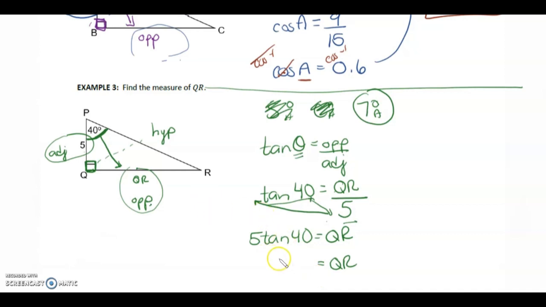Okay, so 5 tan 40 is 4.2. And there's no measurement here. There's no centimeters. There's no meters. So I'm going to put 4.2 units as a general form for units.